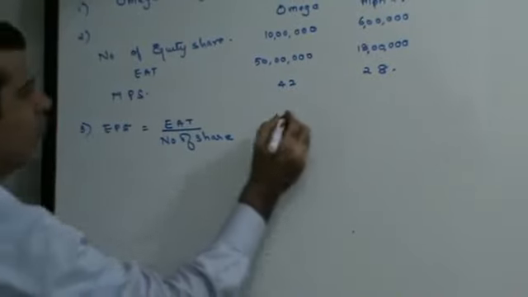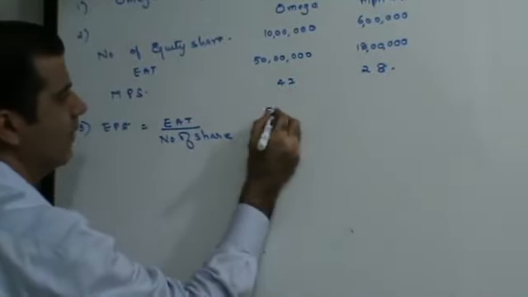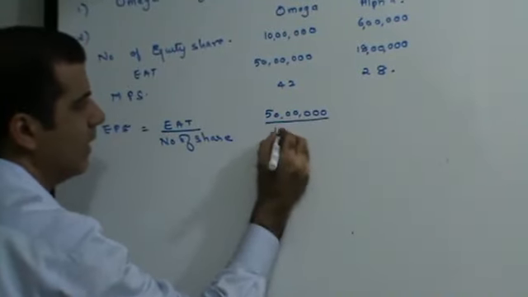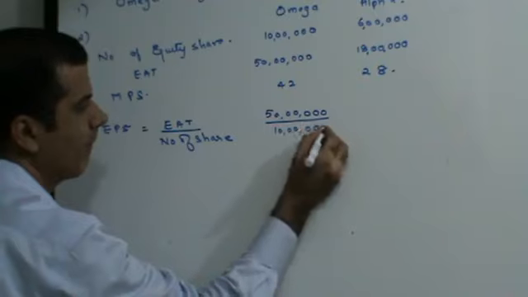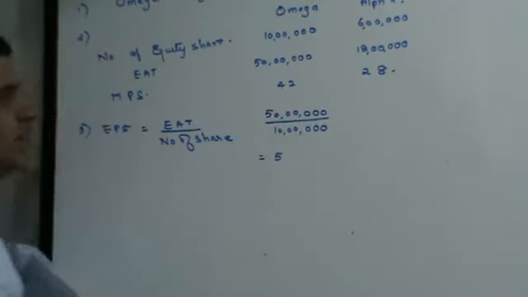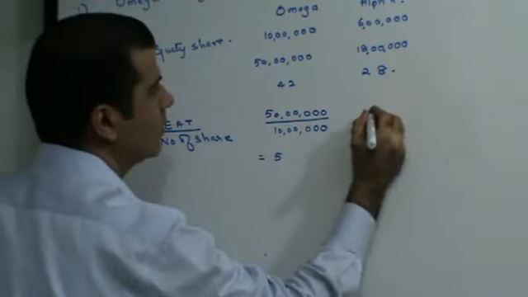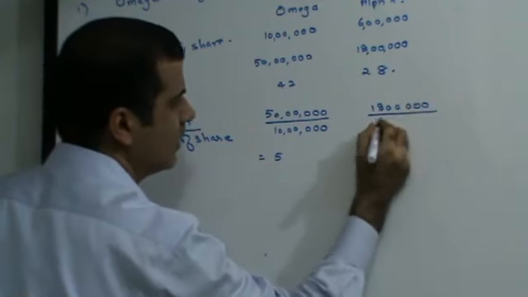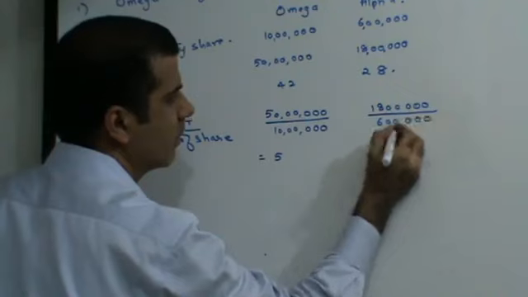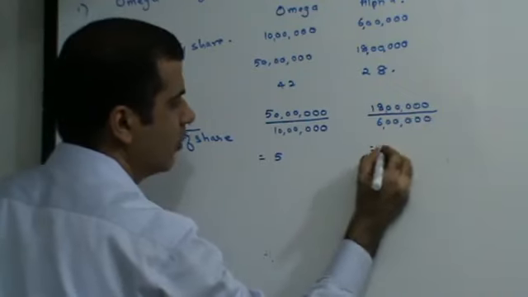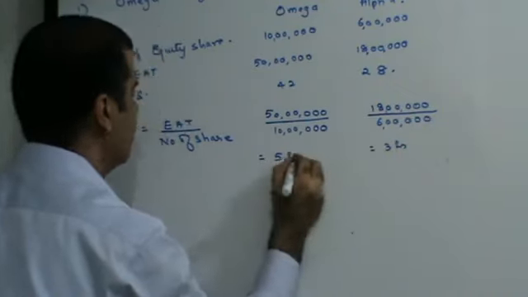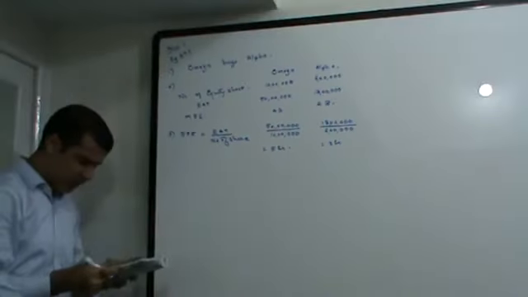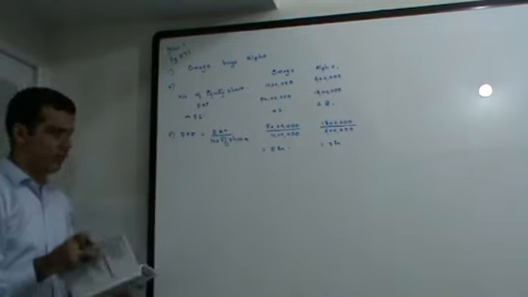Now in the case of Omega Limited, it is going to be 50 lakhs divided by 10 lakhs, which is going to be 5 rupees. In the case of Alpha, it is going to be 18 lakhs divided by 6 lakhs, which is going to be 3 rupees per share. So earning per share for Omega is 5 rupees per share, and for Alpha is 3 rupees per share.